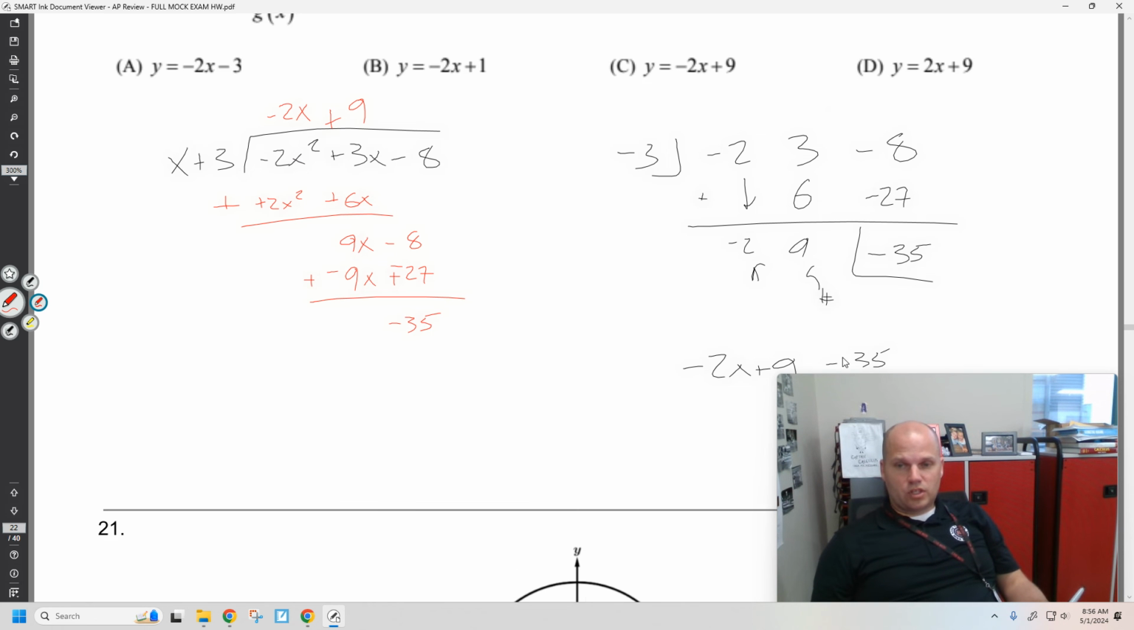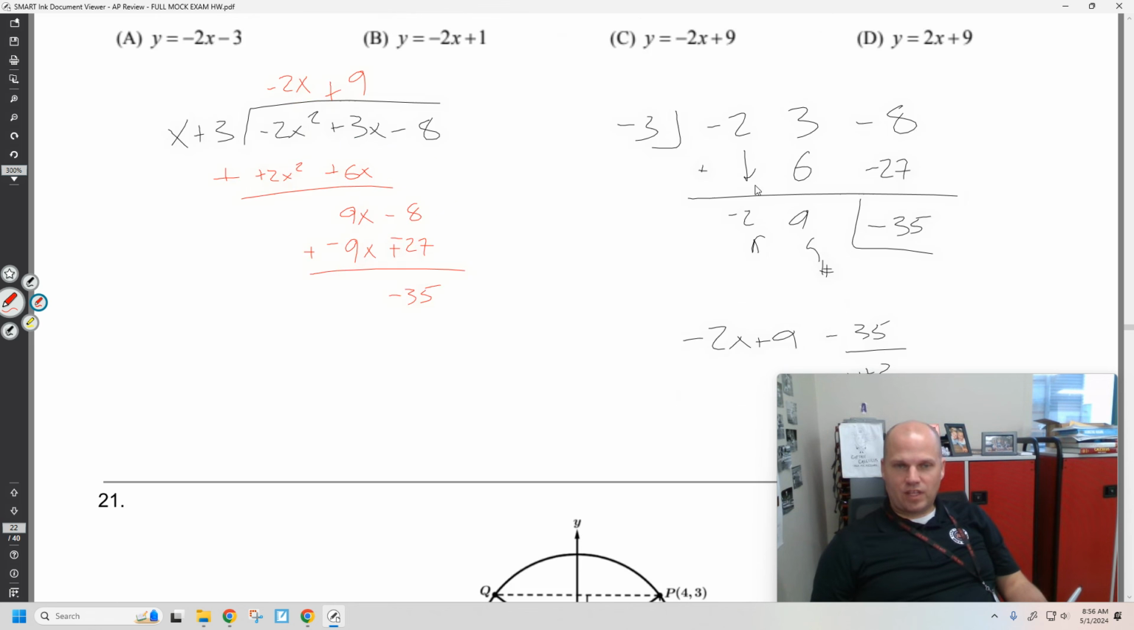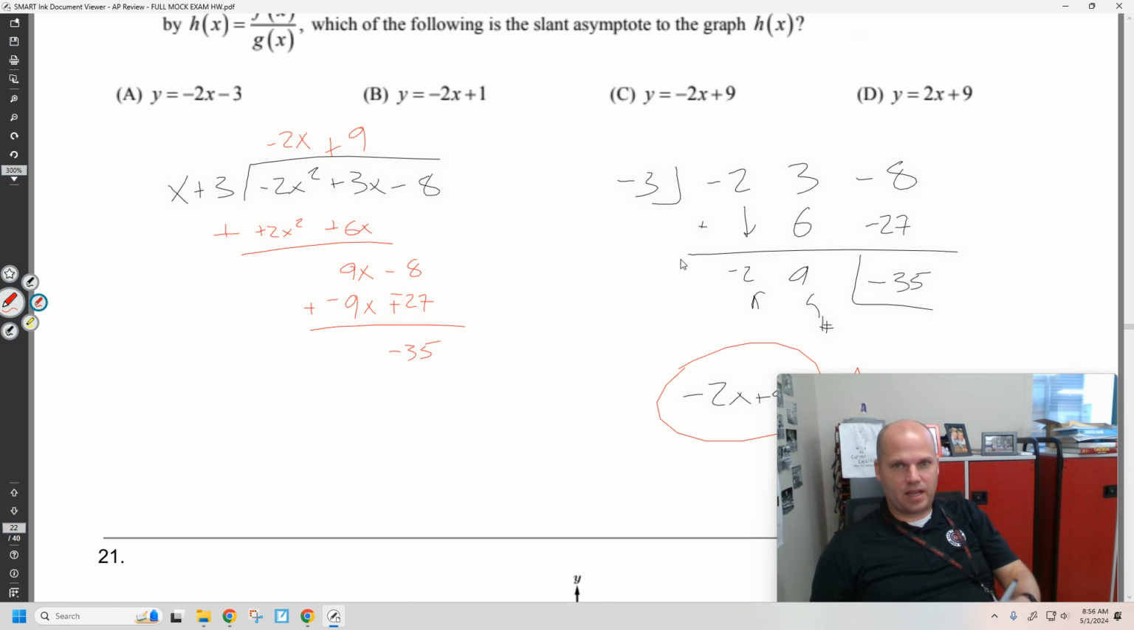These are equivalent. This is the equivalent form of the rational function. If I graph this, it's the same as graphing this. For end behavior, as x approaches infinity, this goes away, and this is the exact equation of my end behavior, negative 2x plus 9.